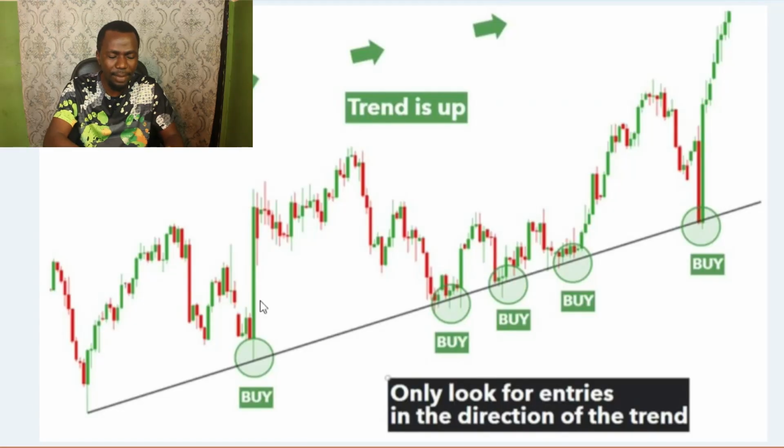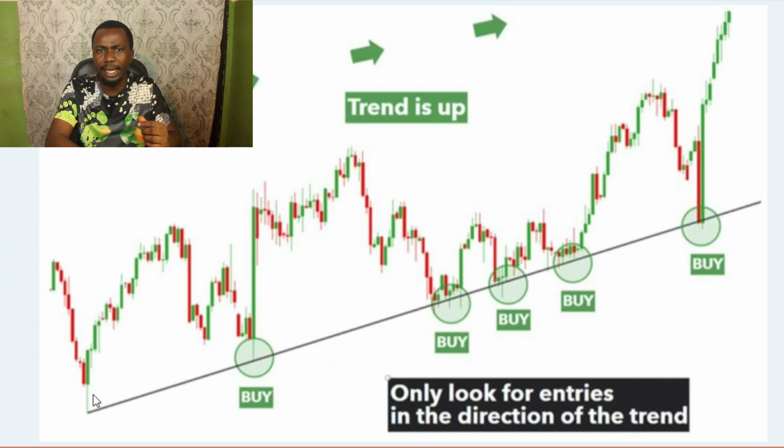You can see that the market is clearly in an uptrend, right? So what do you do? You plot your trend line and connect the lows of the market because the market is simply in an uptrend. So this is a trend line, right? These are the highs of the market. Then these are the lows.